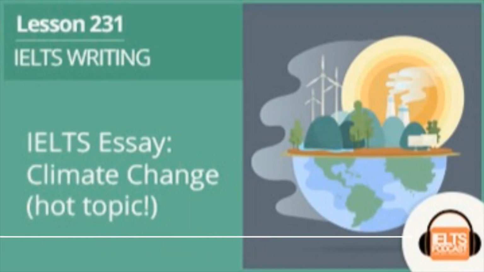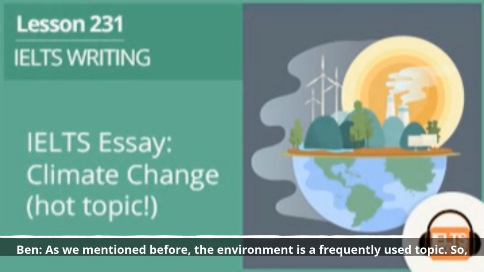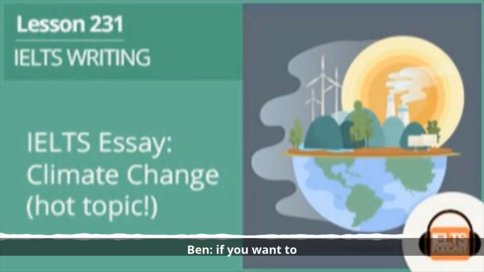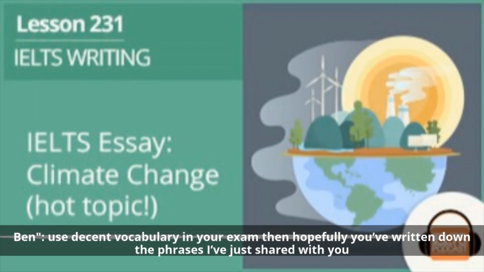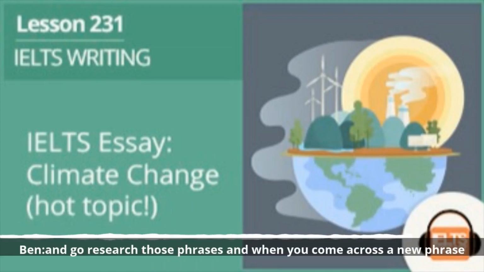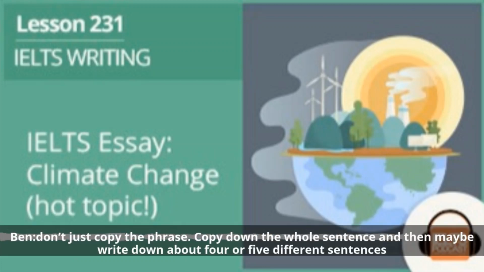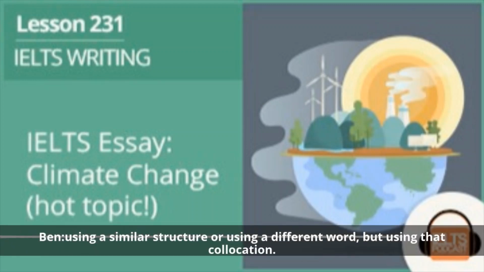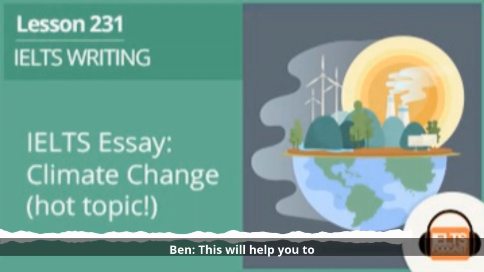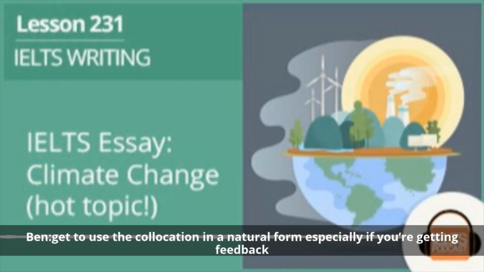As we mentioned before, the environment is a frequently used topic. So if you want to use decent vocabulary in your exam, then hopefully you've written down the phrases I've just shared with you, and go research those phrases. And when you come across a new phrase, don't just copy the phrase, copy down the whole sentence, and then maybe write down about 4 or 5 different sentences using a similar structure or using different words, but using that collocation. And this will help you to use the collocation in a natural form, especially if you're getting feedback on your work.